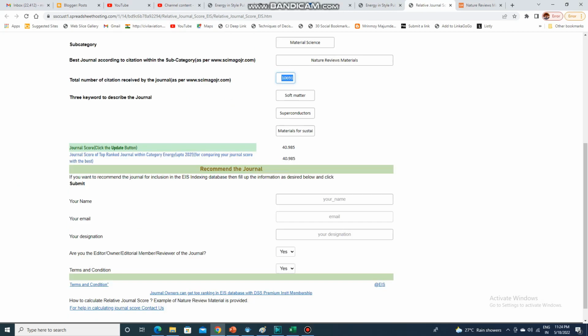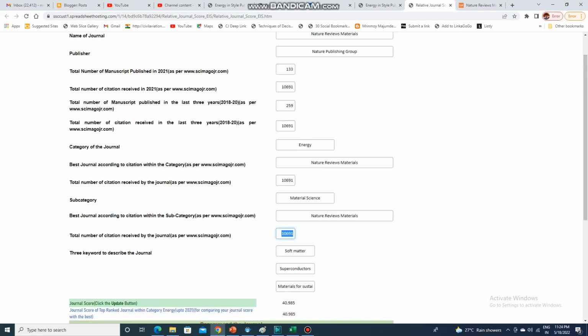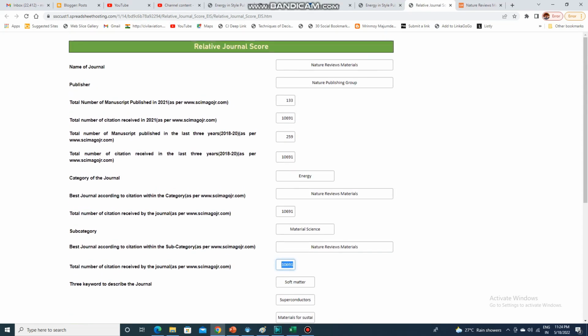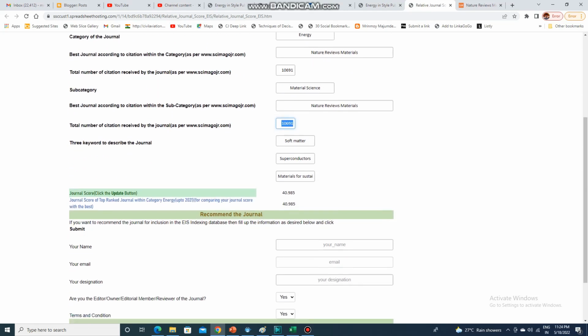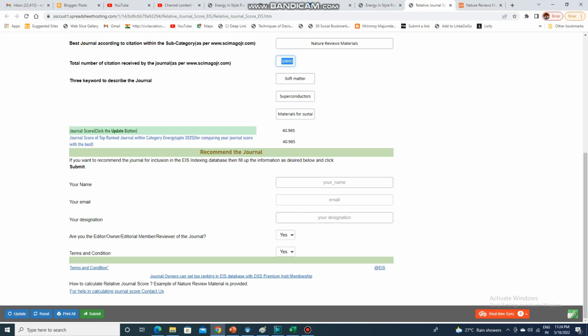These are some keywords for the journal. Now see, when you provide all this information, that means only these 4 core pieces of information, you provide it and you click the update button, or it will automatically calculate the journal score, which is 40.985. It will also give you the best journal for comparing. Now it is Energy in Style, so it will give you the best journal of the energy category only. So it is 40.985, as it is the best journal.